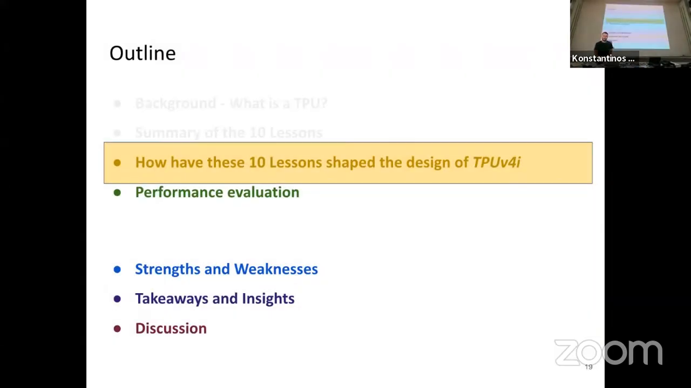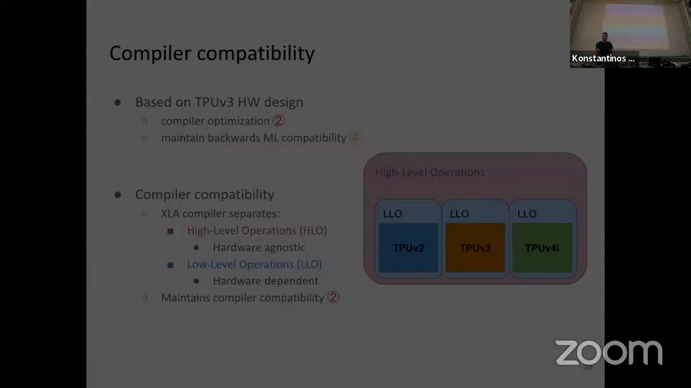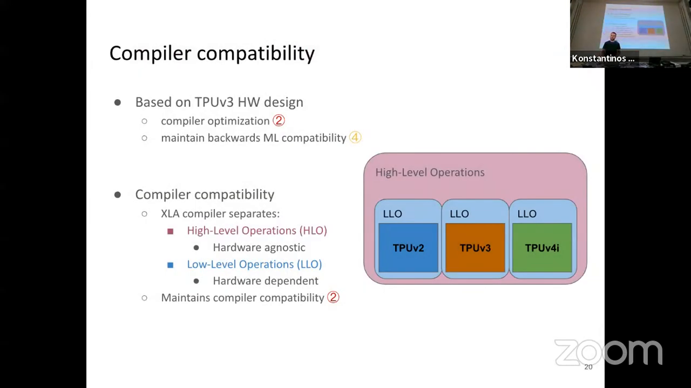Now that we know the summary of the 10 lessons, let's look at how they apply to the hardware and what were some of the design choices that the architects have made in order to exploit them. So first of all, compiler compatibility. The TPU version 4 hardware is based on TPU version 3, meaning that they can exploit pretty much most of the compiler optimizations that have been performed before. And also they stay machine learning backwards compatible.